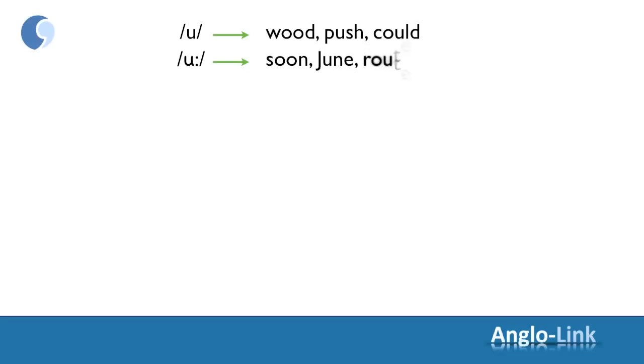And now our final pair, the short oo, as in would, push, could, and the long oo, as in soon, June, root. Okay, let's look at our minimal pairs, comparing the two.